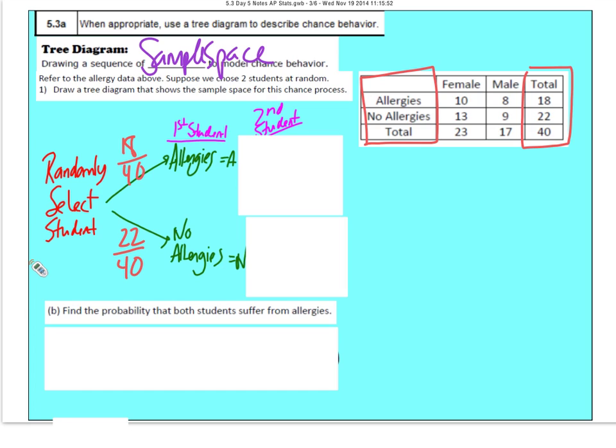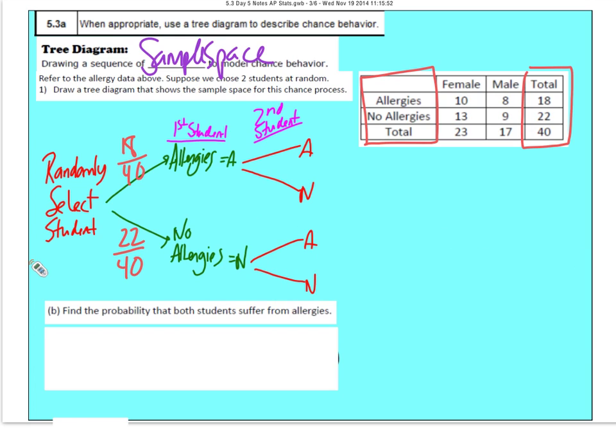Now I want to go ahead and pick my second student. So assuming that the first student I chose had allergies, now I pick the second student. What are the options for that second student? Well, the options are the same thing, allergies or no allergies. Well, what if I really had no allergies? What's the option now for the second student? Same thing, allergies or no allergies. So I'm going to use the same letters.